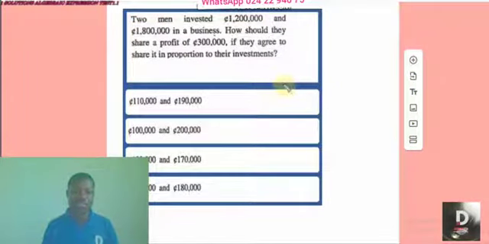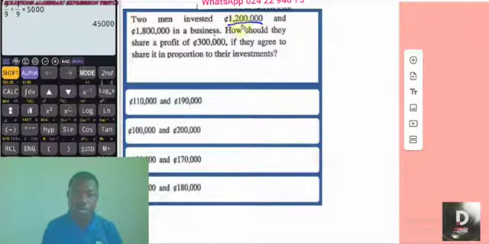Good. The next question. 2 men invested, sorry, that's 1.2 million and 1.8 million in a business. How much should they share a profit of 300,000, if they agree to share in the proportion of their investment, right? They agree to share it in the proportion of their investment.